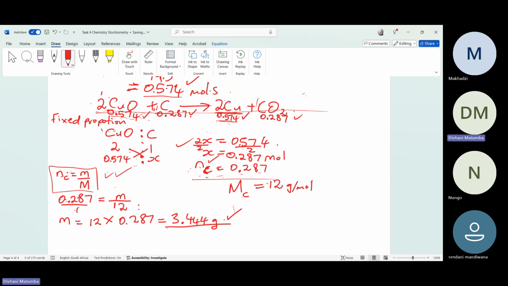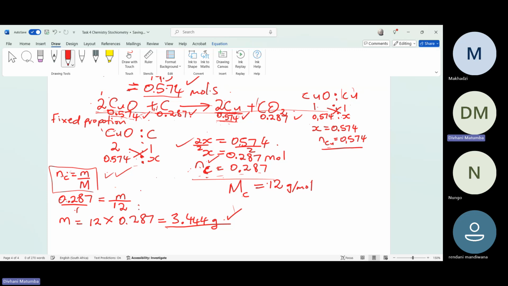Or you can do this, it's fine. Copper oxide is to copper. To avoid confusion, you have 1:1, and then 0.574 is to x. If you cross multiply, 1 times x will give you x, and 1 times 0.574 will give you 0.574. So you can see that x is on the side of copper. If you're calculating the number of moles of copper produced, it's going to be 0.574. Makazi, do you follow that? Yes, I get it a little bit.